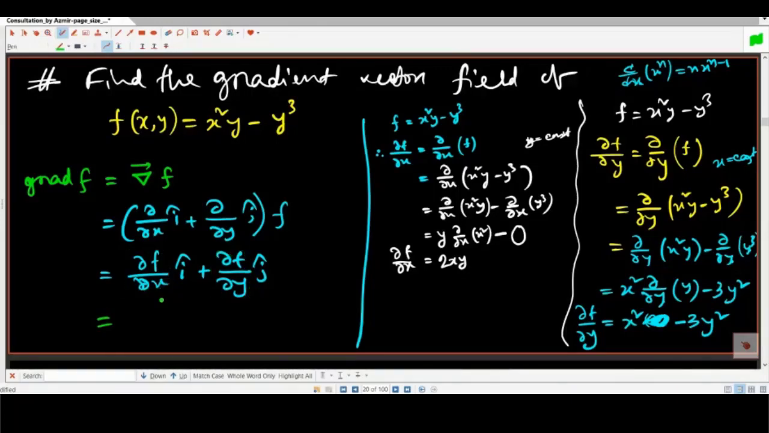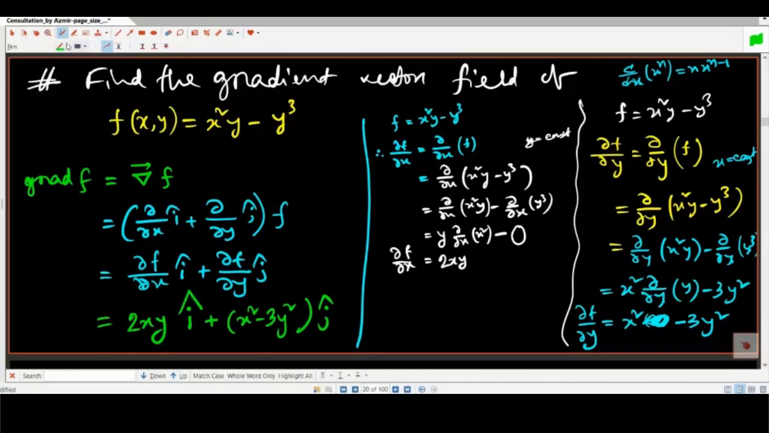So we can input the result here. ∂f/∂x is 2xy i plus ∂f/∂y is x squared minus 3y squared j. So this is the gradient vector field of f. We can see that previously we had a potential function that is a scalar, and by doing the gradient we have found the vector field.